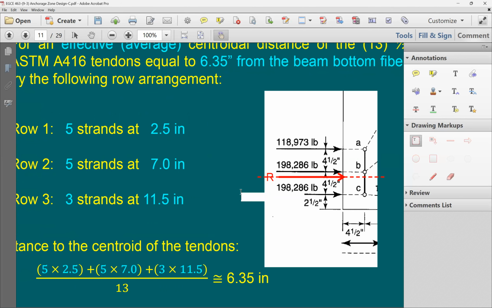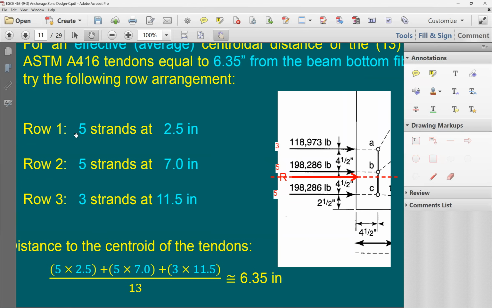You see here, I'm going to have 5 strands right here, an additional 5 strands, and lastly 3 strands. As it says here, here's the first row: you're going to have 5 strands at the bottom, the second row, and the third row is going to be only 3 strands.